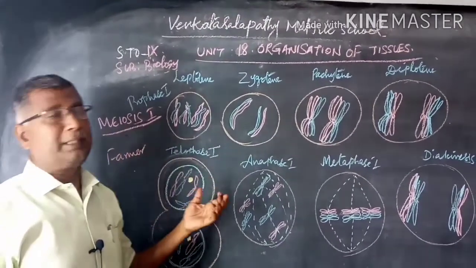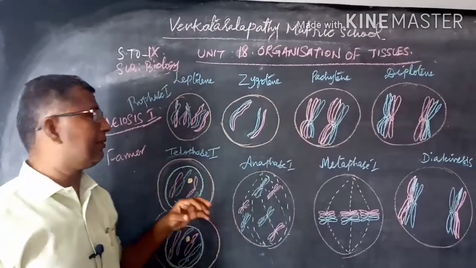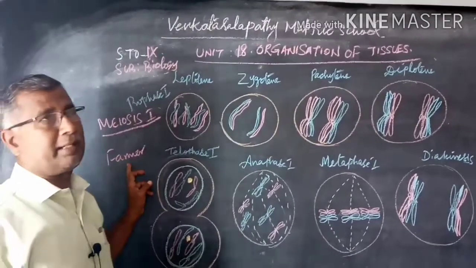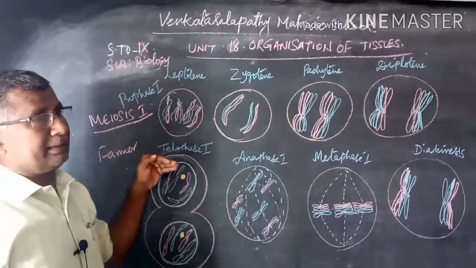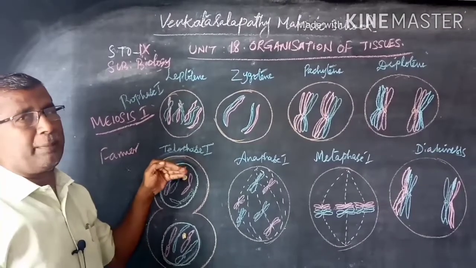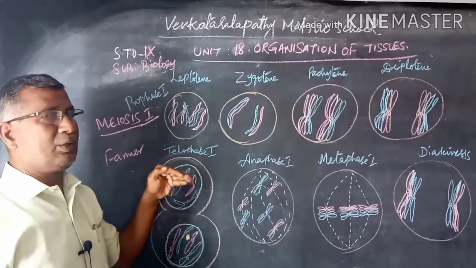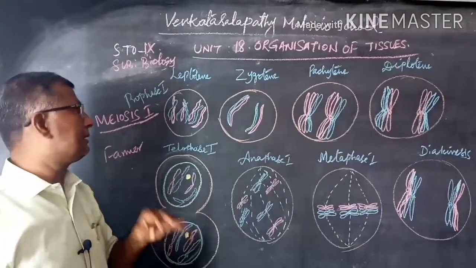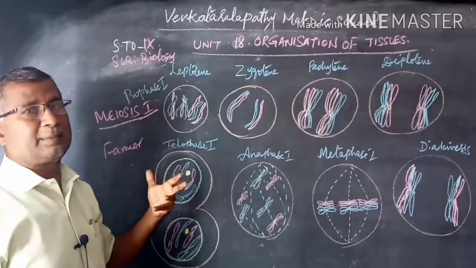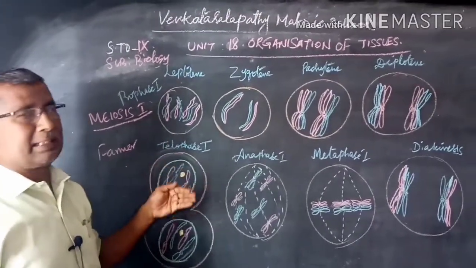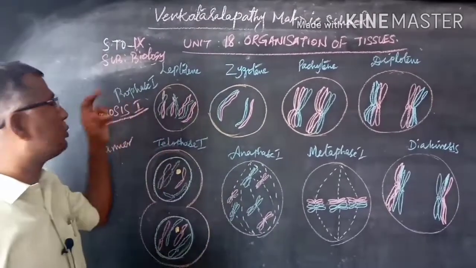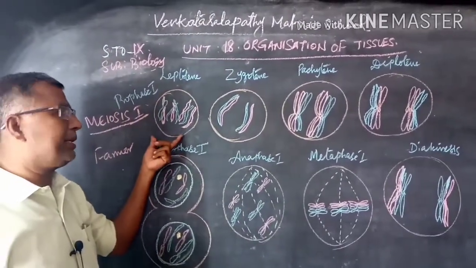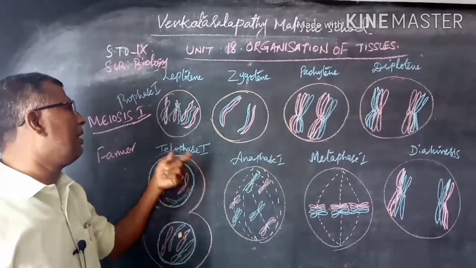So meiosis means reduction division. It was coined by Farmer in 1905. Meiosis means reduction, where the chromosomal number, diploid, is reduced into half of the number, that is the haploid number. It takes place only in the sex cells or gametes. Understand? So it consists of two types, heterotypic division and homotypic division.